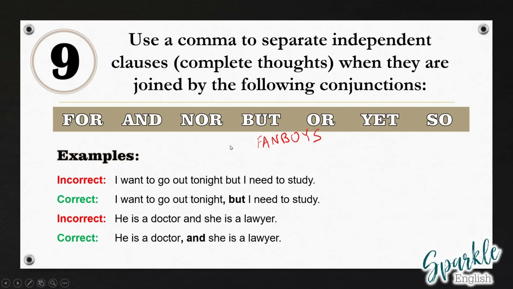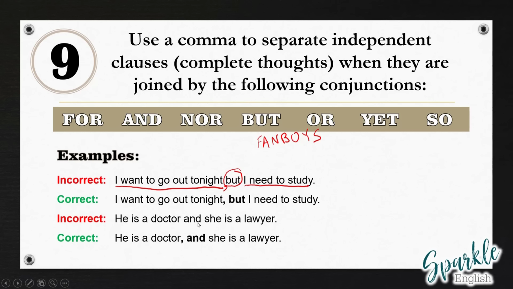This is incorrect. "I want to go out tonight" is a complete sentence. It is an independent clause. It works by itself. And "I need to study" is also an independent clause. So when we join 2 independent clauses together with a conjunction like "but," we have to add a comma before it. So: I want to go out tonight, but I need to study.